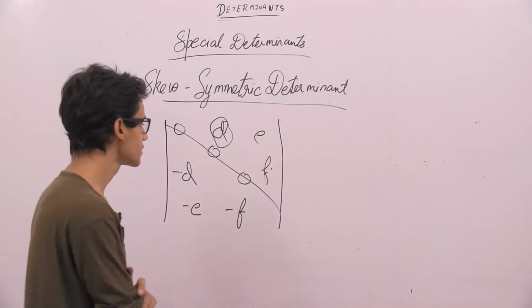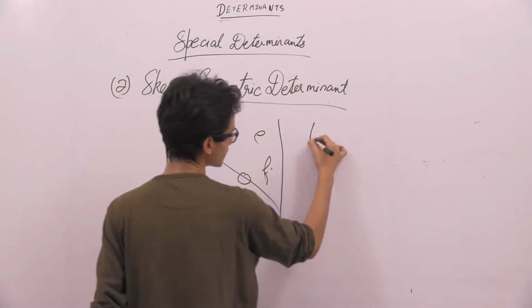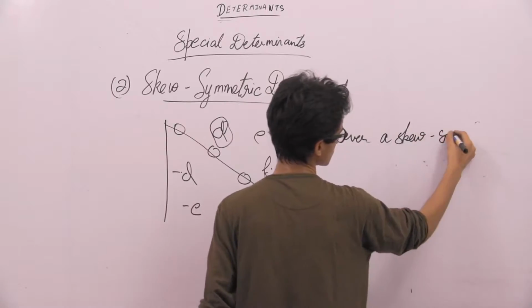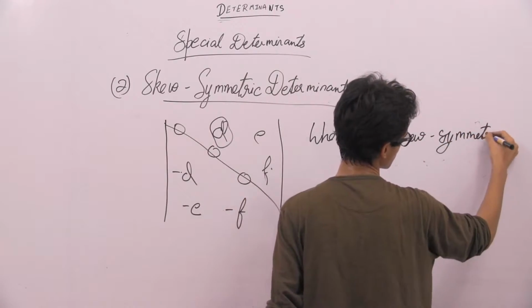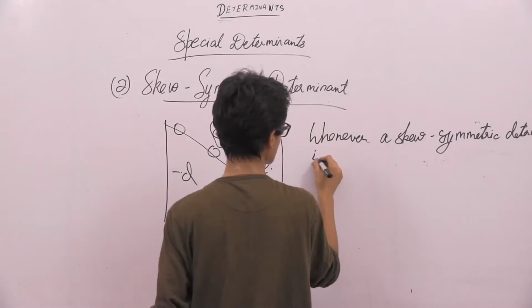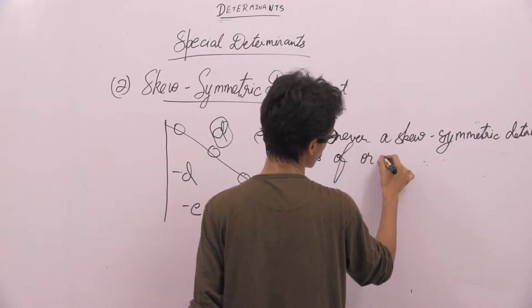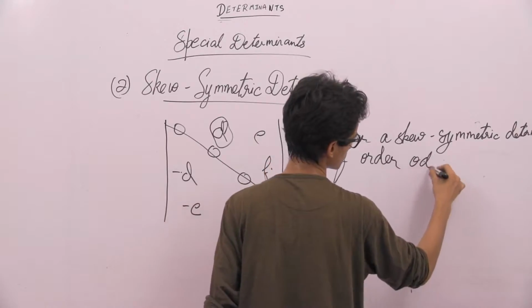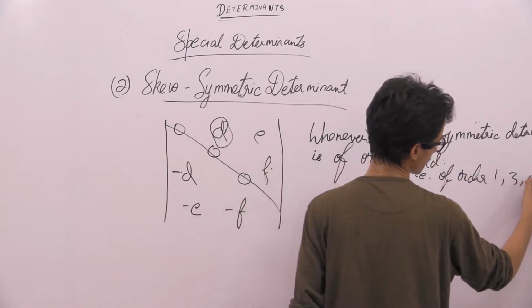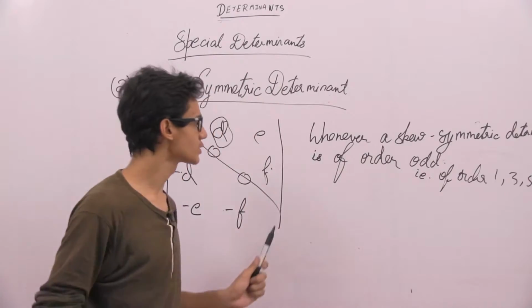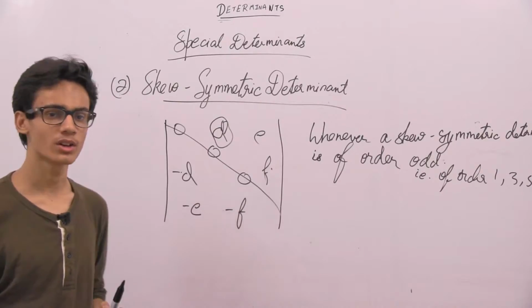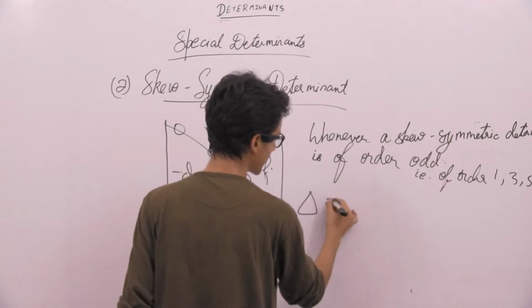Now one property about skew symmetric determinant is that whenever a skew symmetric determinant is of odd order, i.e. of order 1 or 3 or 5 or any odd number, then the value of the determinant can be directly said to be 0.